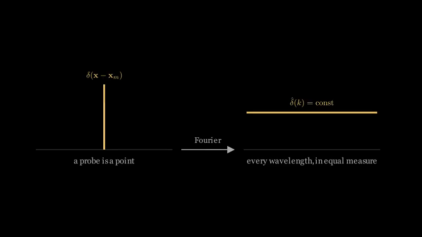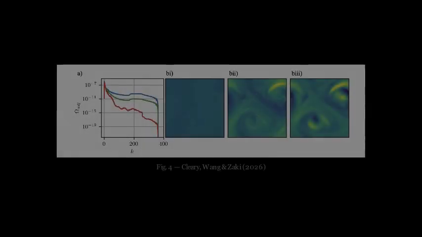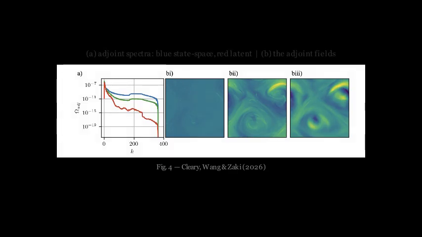And this is the paper's own measurement of exactly that. On the left, the spectra of the initial adjoint field. The blue curve is state space, broadband, energy at every wave number the grid can hold, right out to the smallest. The red curve is the same correction expressed through the decoder, and it falls away by many orders of magnitude at high wave number. The contour plots beside it are those adjoint fields themselves. The state space one is visibly speckled with the signature of the sensor locations.